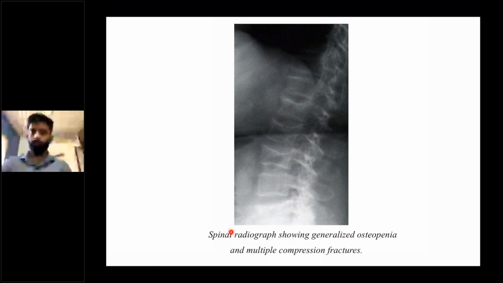You can see a spinal radiograph showing generalized osteopenia and multiple compression fractures. So osteopenia, normally this is all more white here. Bone is more white, it's more radio opaque. You can see white here, but because of this translucency, this is osteopenia. This translucency is osteopenia.